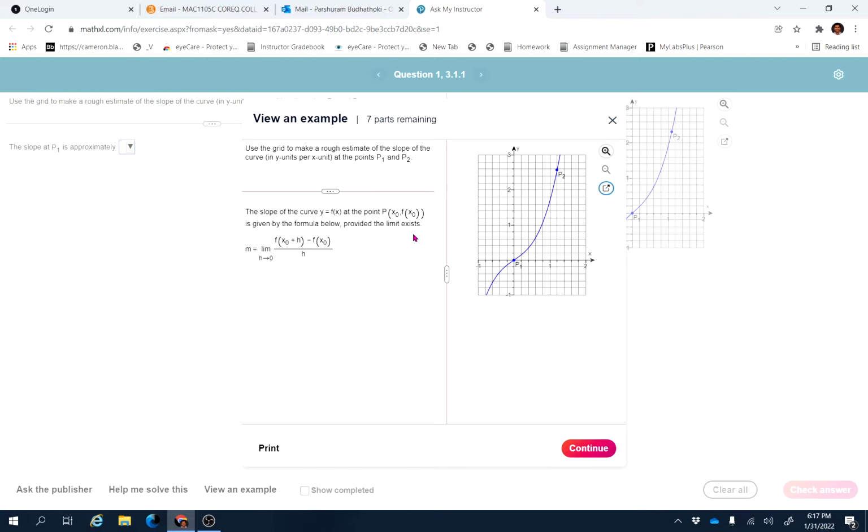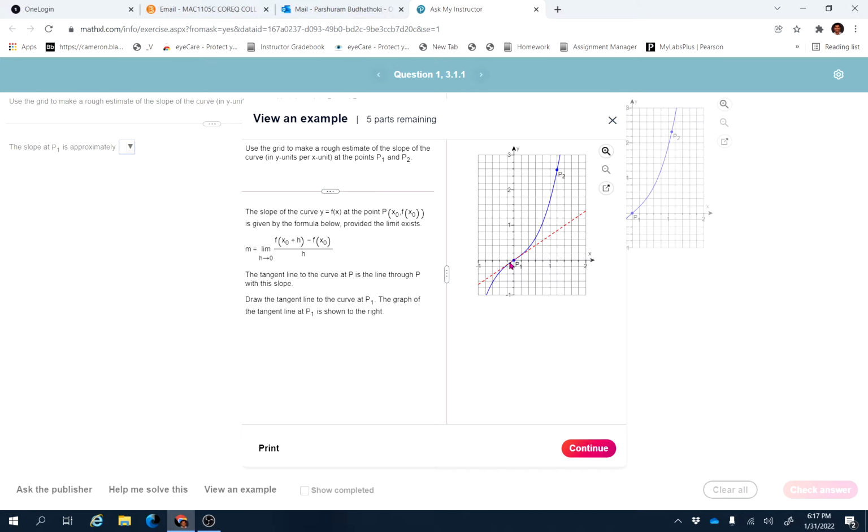Remember, slope of any line can be found by using this formula. If you know the 2 points on a line, let's say one point is x1, y1 and another point is x2, y2 on that line, then the slope of that line can be found by using the formula, which is y2 minus y1 over x2 minus x1. So let's go here and draw the tangent line at P1.